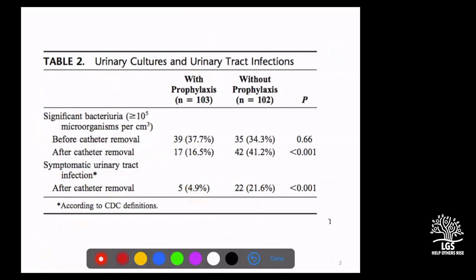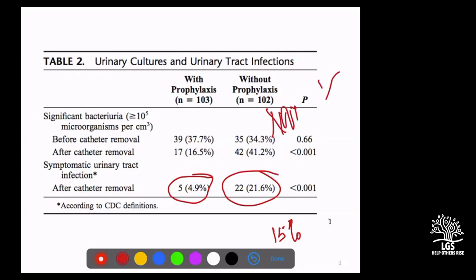Yeah, right, here's the one. That is after the catheter removal, in those who got prophylaxis, 5%. In those who did not get prophylaxis, it was 21%. So the difference is 15%, right? So the NNT here will become 1 by 15 by 100. That is 100 by 15, which is approximately 6 people.